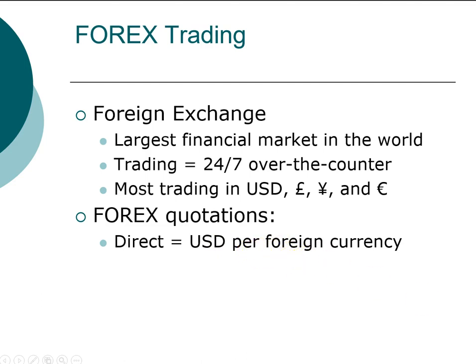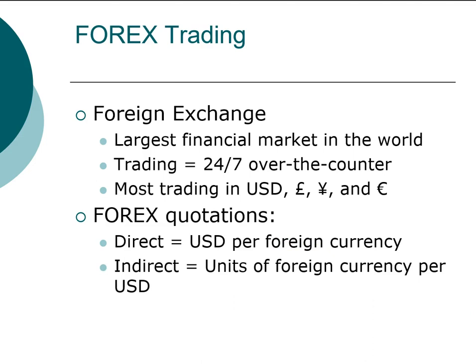And an indirect quote is the inverse. So indirect quote is the number of units of foreign currency per US dollar. Because they're inverse of each other, you literally can write it in a mathematical format. So the direct quote is one over the indirect quote. So they're exactly the inverse of each other.